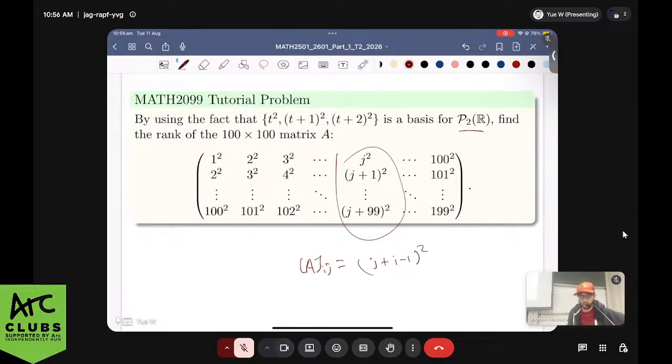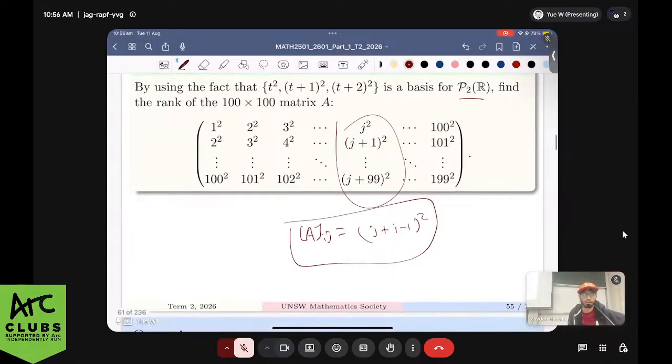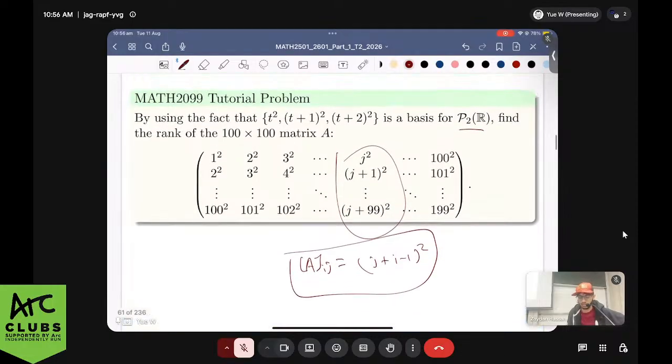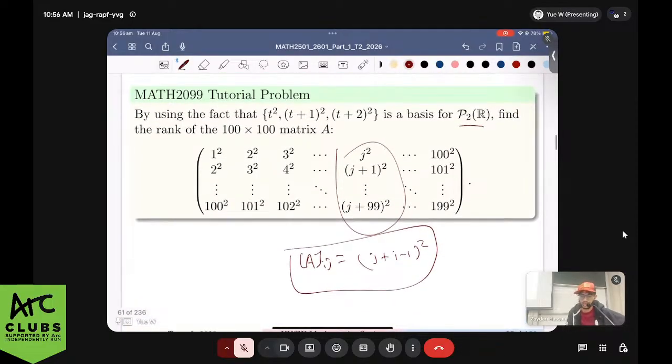So the first row, where i equals 1, you'll get (j + 0) squared, and you can check this for yourself. The entries are of this form, which is kind of like a quadratic in j and i. Maybe you can write it in terms of t, as an evaluation of a quadratic, because we want to try to use this fact. So we're going to do (t + j - 1) squared, evaluated at t equals i. So all the entries are like that.